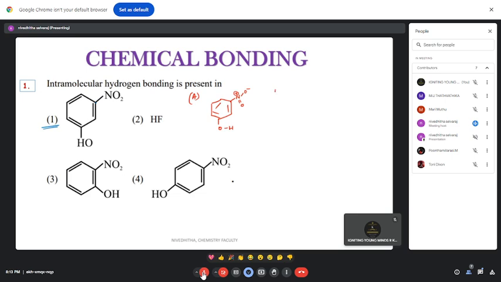In the second option, the compound is hydrogen fluoride. So there is a chemical bond between hydrogen and fluorine. The electronegativity of fluorine is obviously greater than hydrogen, so fluorine will have a partial negative charge and hydrogen will have a partial positive charge. And in option C, this is phenol, and on the adjacent carbon we have a nitro group. This position is nothing but the ortho position. So this is called orthonitrophenol.